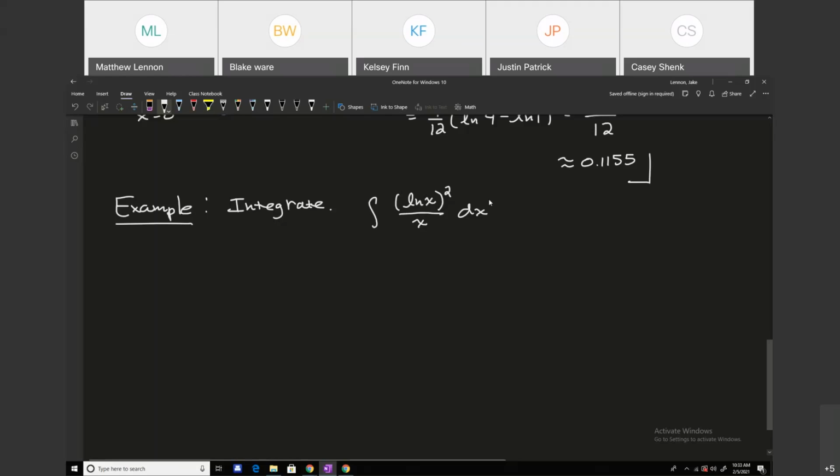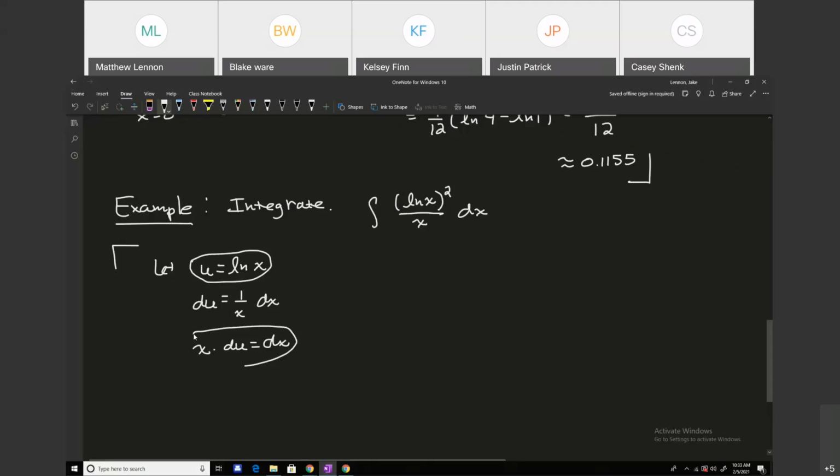Why? Well, because when you take the derivative of the natural log of x, you get the 1 over x. And that's where the x in the denominator is going to come from. So let's let u equal the natural log of x. So then du is 1 over x dx. And to get dx by itself, this time we'd multiply by x. So x times du is equal to dx. So again, we're using u and dx to change our integral.